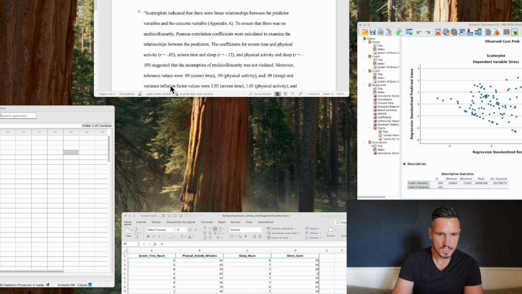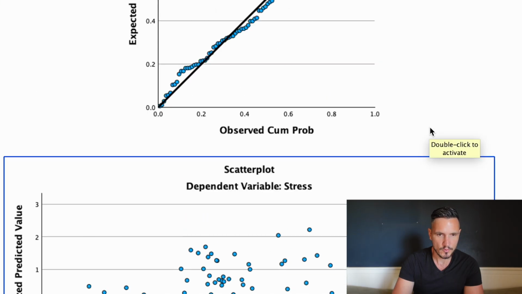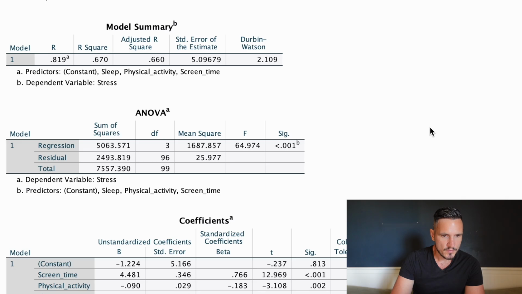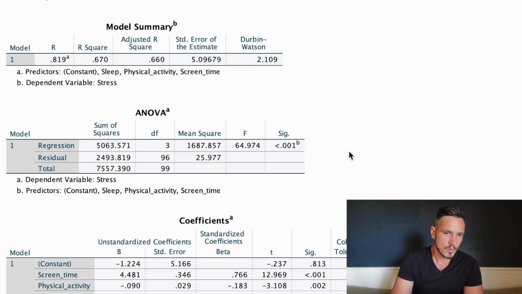But for now, let's take a look at how we can interpret the results of the regression analysis itself. So the first thing I'm going to look at is this ANOVA table and this sig value here. We can see that this sig value or p-value is less than 0.05. It's actually less than 0.001. So that indicates that the model predicts a significant amount of the variance in the outcome variable.